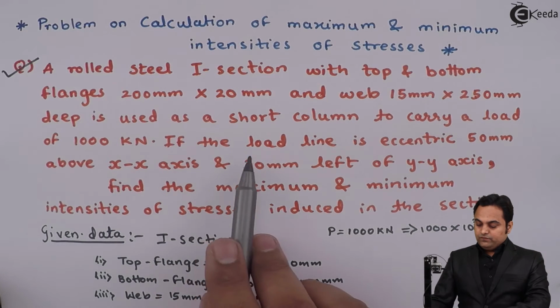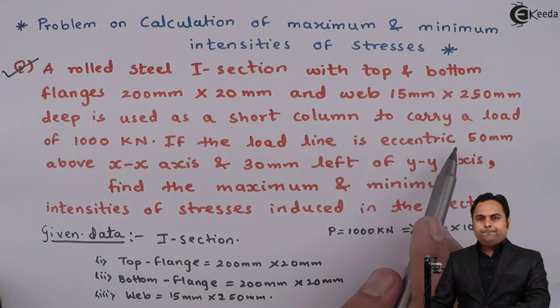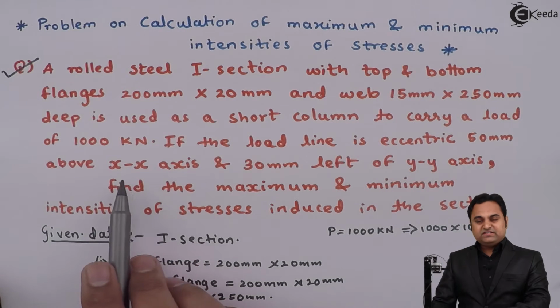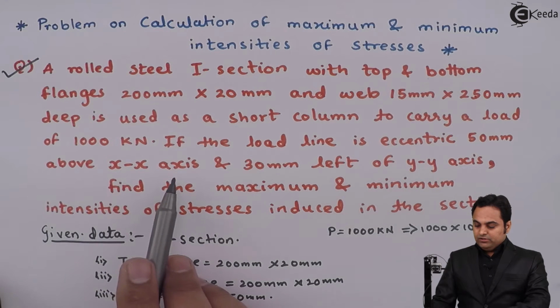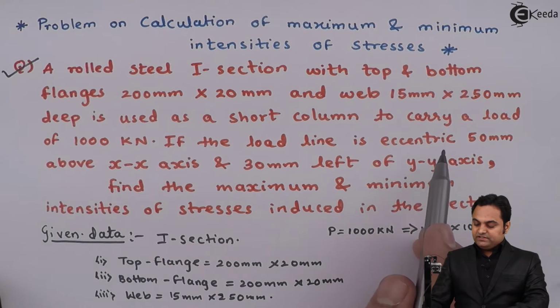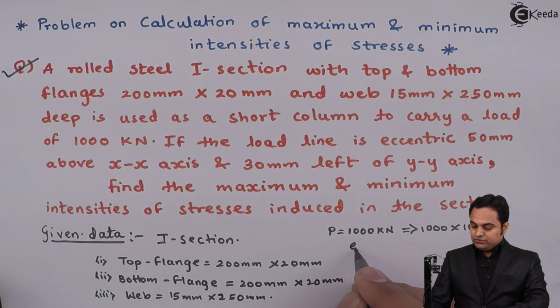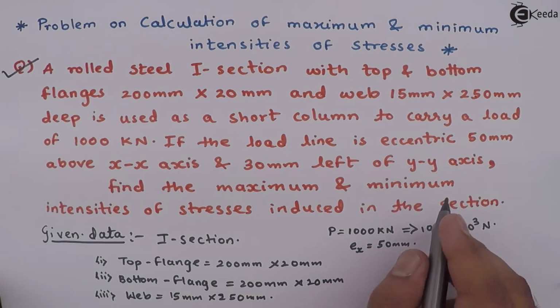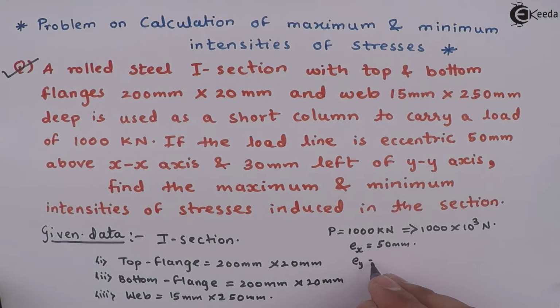Then the load line is eccentric, 50 mm above the x-axis, this is the centroidal axis for the I section. So with respect to the x-axis the eccentricity is given. So I'll write down it is e suffix x, value is 50 mm, and 30 mm left of the y-axis, that is eccentricity with y, 30 mm.